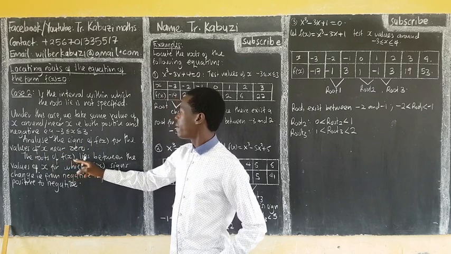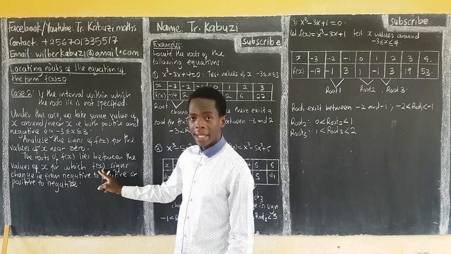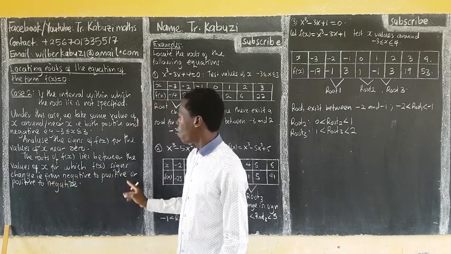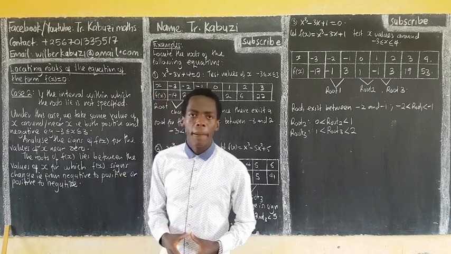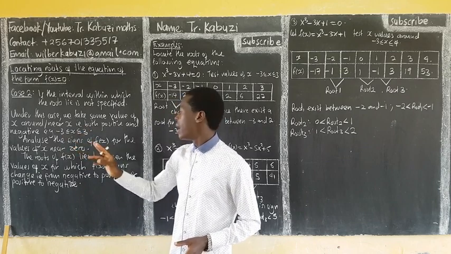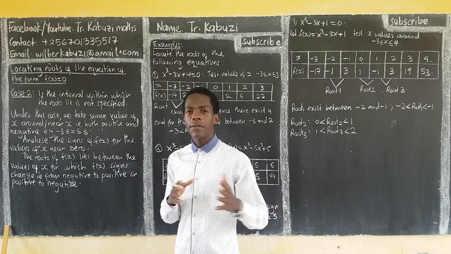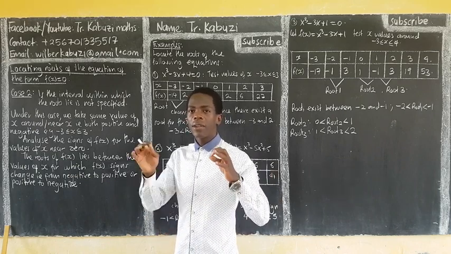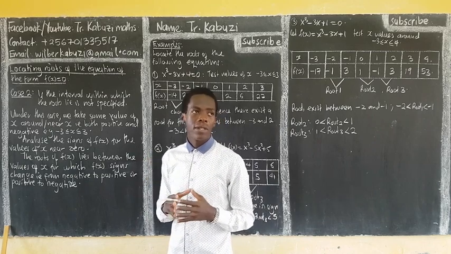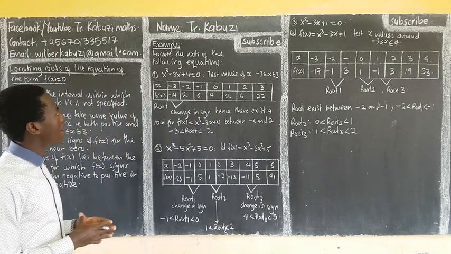Roots of f of x lie between the values of x for which the sign of f of x changes, i.e. from negative to positive or positive to negative. What do you mean? If the values of x around this interval give a change of sign in f of x, from positive to negative, then the root we are looking for lies between those two values. So let us see a good example here.